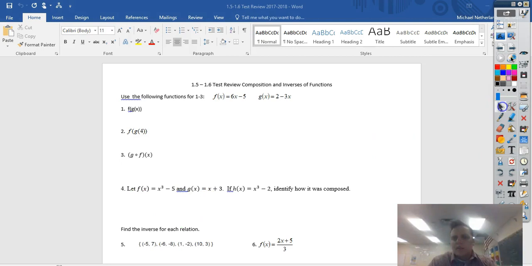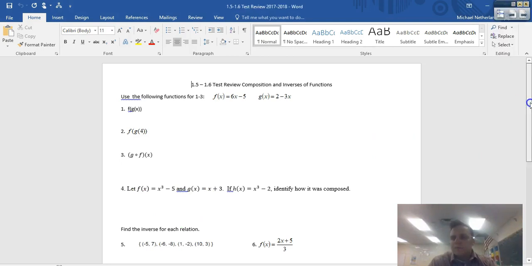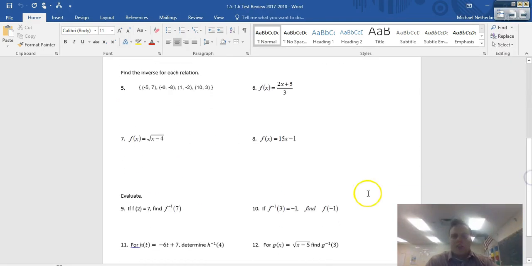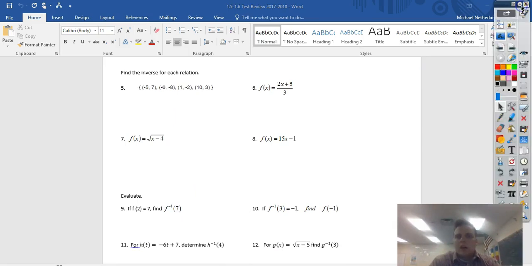Okay, let's go down to number 5. Find the inverse of each relation. Okay, this one's pretty simple, because all you're doing on inverses ever is switching x and y. That's it. That's all you're ever doing is just switching x and y. So this would be 7, negative 5. Okay, negative 8, negative 6.